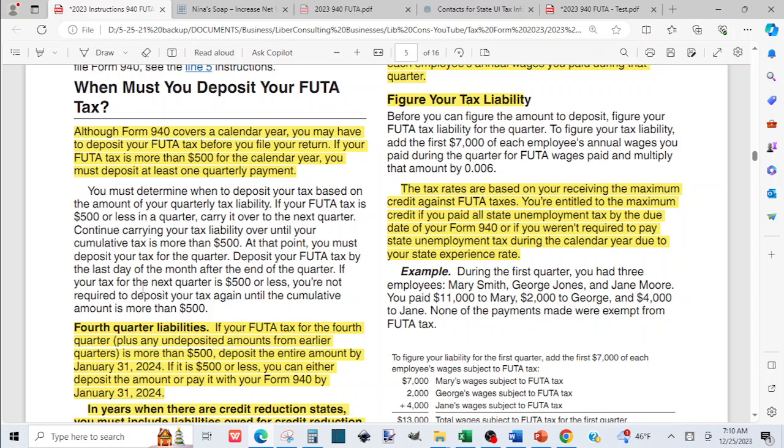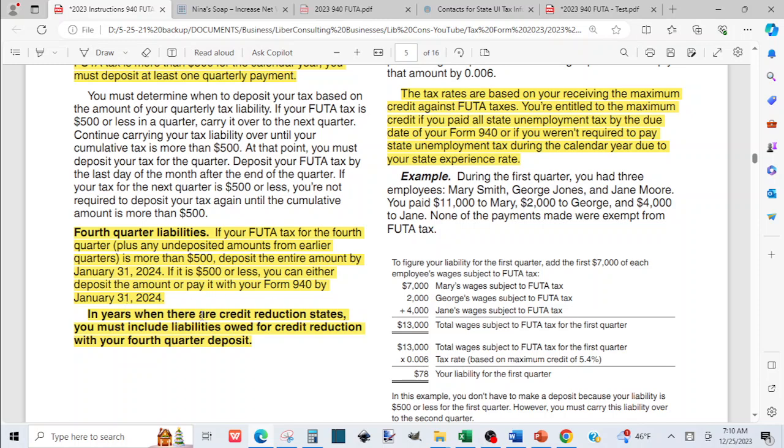If your tax for the next quarter is $500 or less, you are not required to deposit your tax again until the cumulative amount is more than $500. If your FUTA tax for the fourth quarter plus any undeposited amount from earlier quarters is more than $500, deposit the entire amount by January 31st of 2024. If it is $500 or less, you can either deposit the amount or pay with your Form 940 by January 31st of 2024.